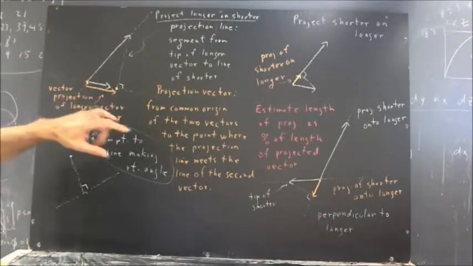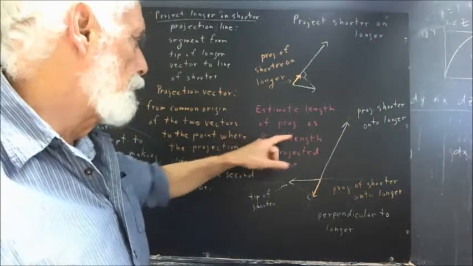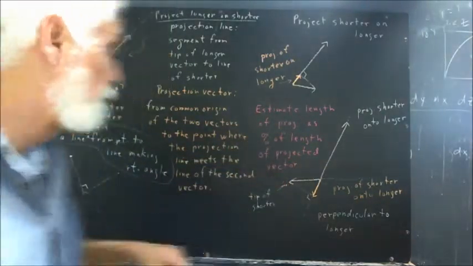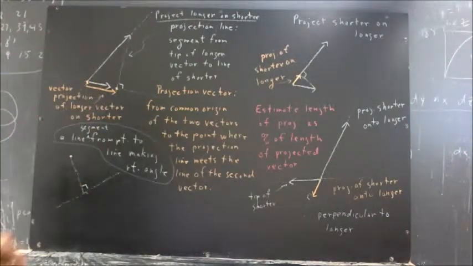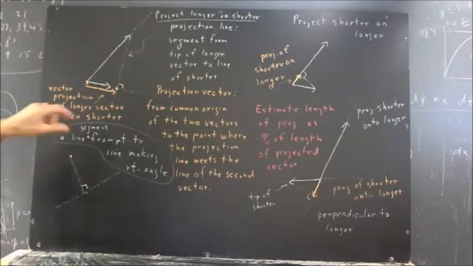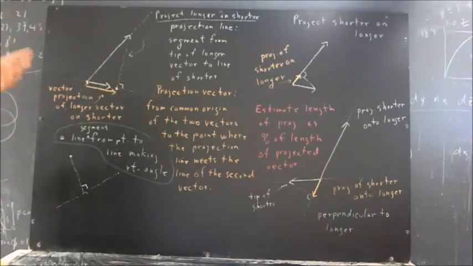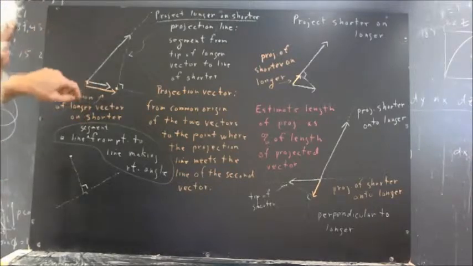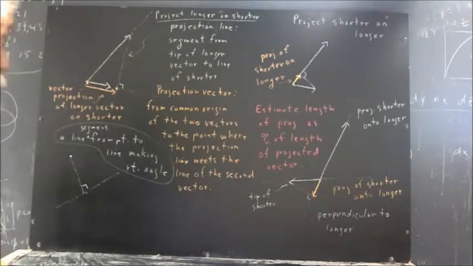Now, we want to estimate the length of the projection as a percent of the length of the projected vector. Well, here's the projected vector, here's the projection. What's the length of the projection as a percent of the length of the projected vector? Well, what's longer, the projected vector or the vector projection? Clearly, the vector that you started with.